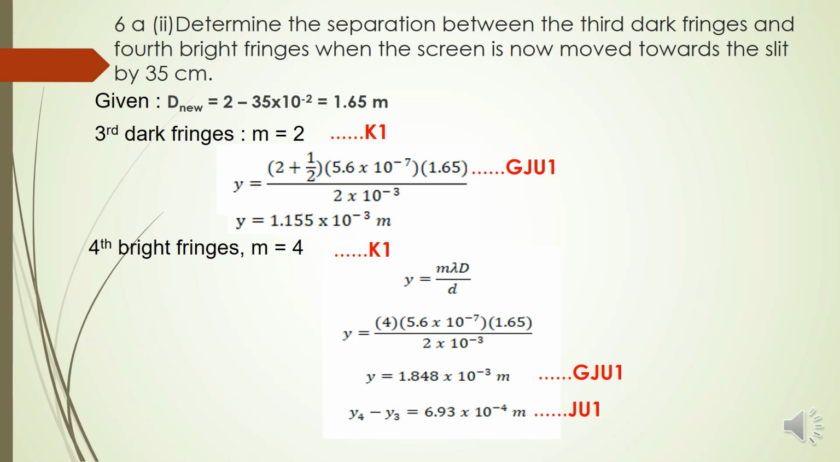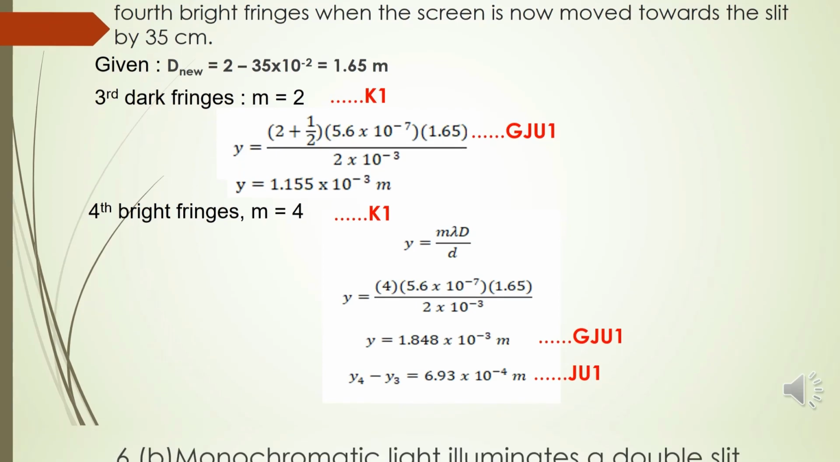Okay, Y ni belum lagi menjawab apa yang ditanya dalam soalan. Soalan dia nak the separation. Maknanya the distance between third dark fringe to the fourth bright fringe. Jadi Y4 minus dengan Y3. Y4 minus Y3, ini Y4, ini Y3. Okay, minus, so kita akan dapat jawapan dia 6.93 darab 10 kuasa negatif 4 meter. Okay, jawapan dengan unit betul dapat 1 markah.